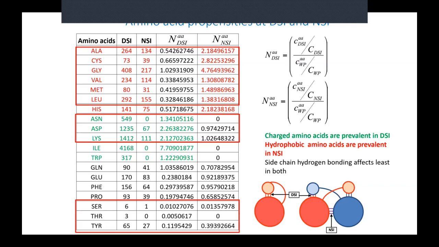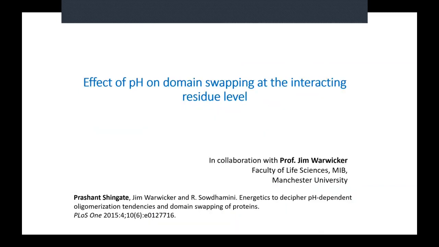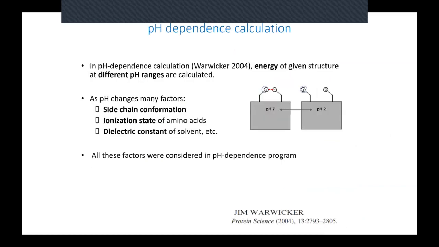Hence, we decided to study this further and collaborate with Professor Jim Warwicker from Manchester University. Professor Warwicker developed a pH dependence program which simulates changing pH conditions and then calculates the energy of interaction between two subunits. We applied this program on different domain swap proteins for which we have both monomeric as well as domain swapped crystal structures available.